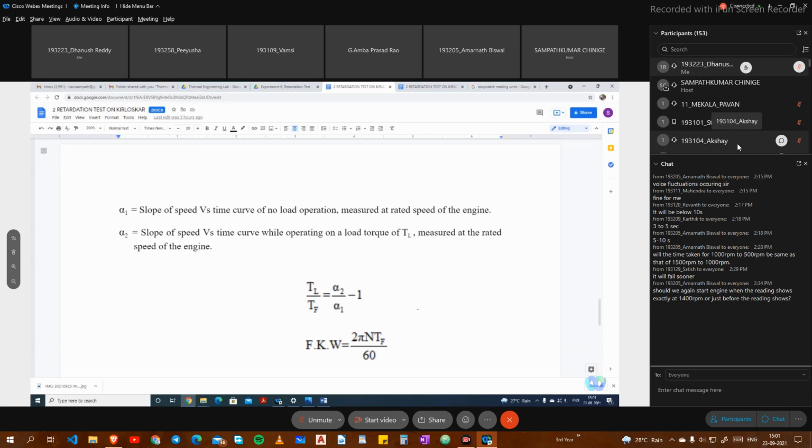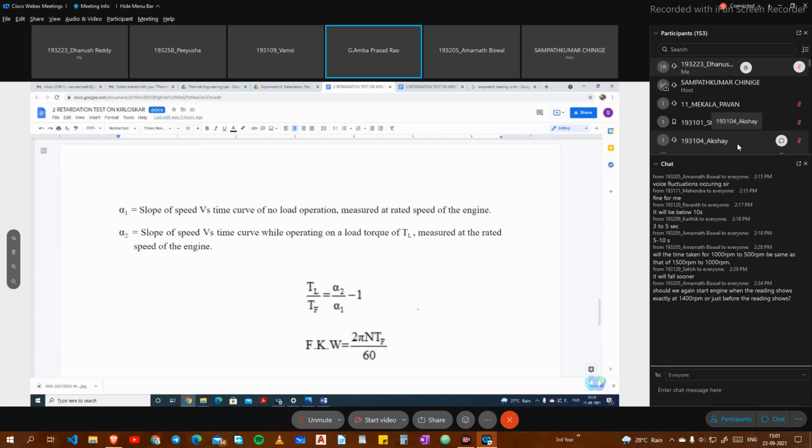Otherwise, if I take a different range, it will give a different value, no? With the load, let us say a fall in speed from 15 to 14 or 14 to 13, 13 to 12, likewise. Whatever range they consider here, the same range applies. If they take 15 to 14, then correspondingly they have to note down the time.